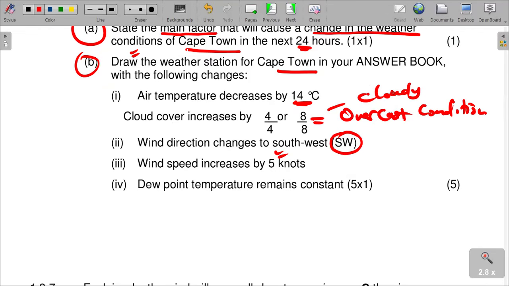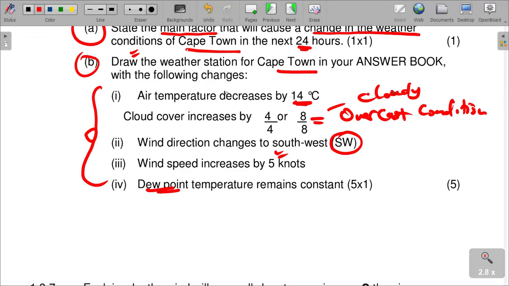The wind speed increases by 5 knots. Dew point temperature remains constant. So we are supposed to identify the weather factors or the weather phenomena that are being given in this regard.